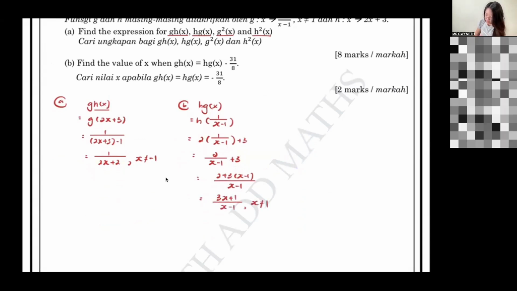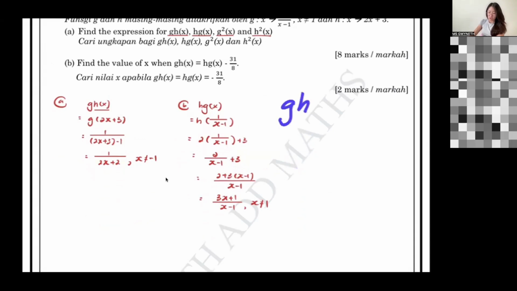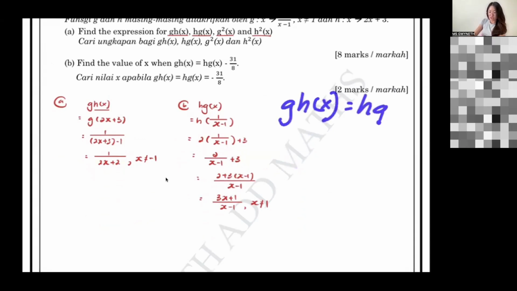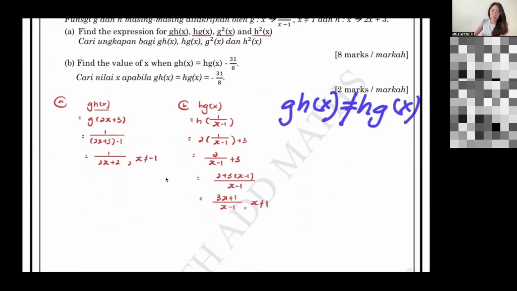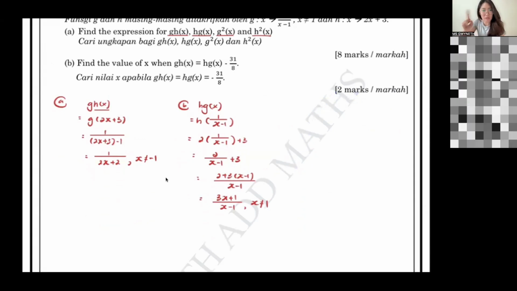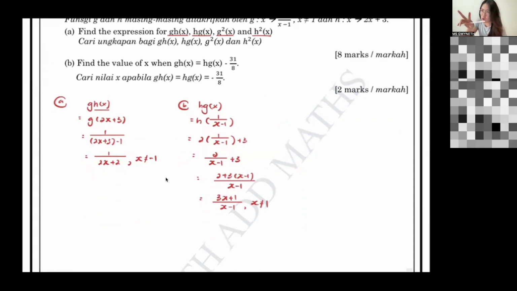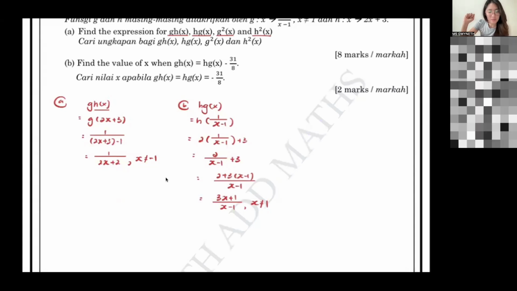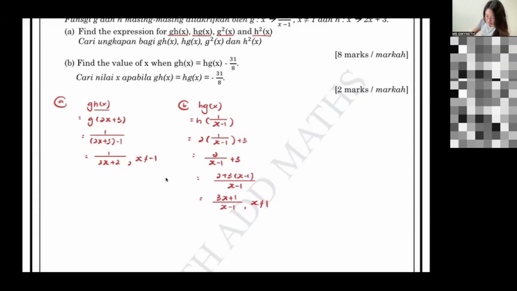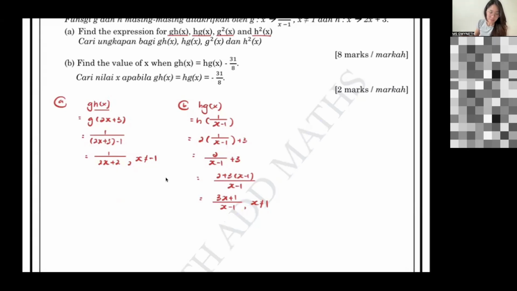X cannot be 1. A lot of people will think that GH(x) and HG(x) are the same. Wrong, they are not the same, because composite function doesn't mean multiplication of functions. It's not like 2 times 3 equals 3 times 2. No. Functions are substitution. You combine different functions together, and combining gives you different results. So you cannot take it the same way.